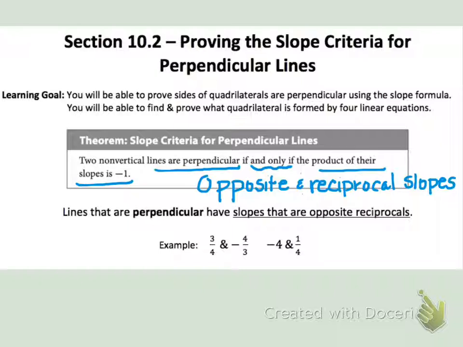Here's another pair, -4 and +1/4. The theorem actually said that the product of their slopes is -1, and if you take either of these pairs and multiply them, you'll get -1. For instance, -4 times 1/4 equals -1, right? So that's where that criteria comes from. But the functional part of the theorem is to say opposite and reciprocal slopes, so it's easier to identify when we define it that way.